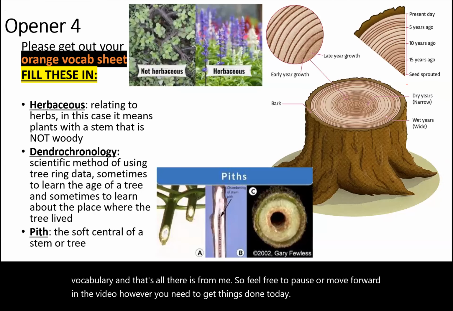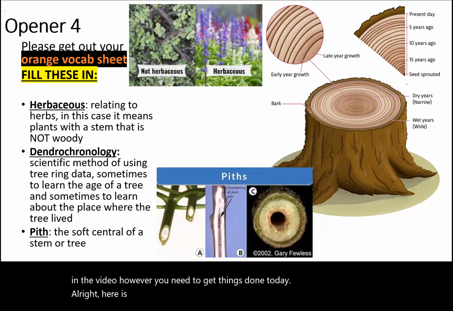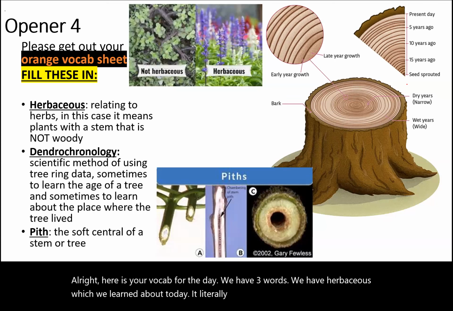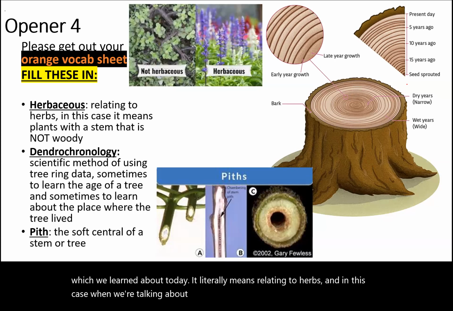All right, here is your vocab for the day. We have 3 words. We have herbaceous, which we learned about today. It literally means relating to herbs. And in this case, when we're talking about herbaceous stems, we mean plants with a stem that is not woody.